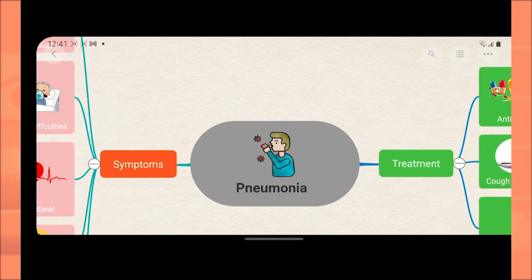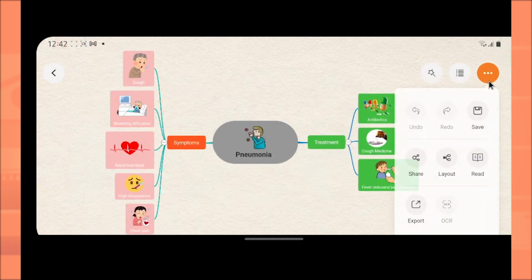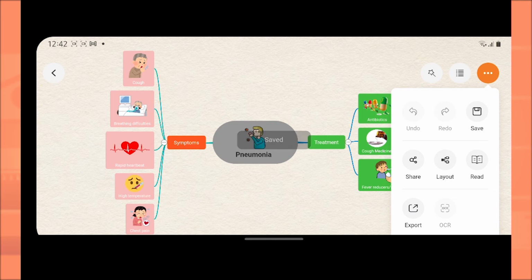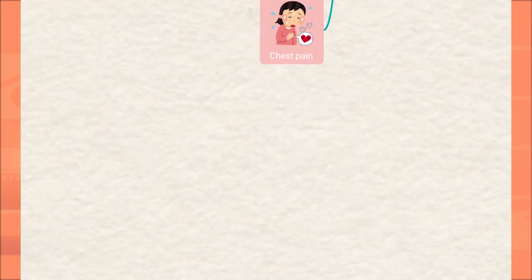To save the changes made, just press the three-dotted menu and tap Save. For sharing the file, you can do it by tapping the three-dotted menu, but this time press Share. And that's how to make nursing concept maps on your phone.